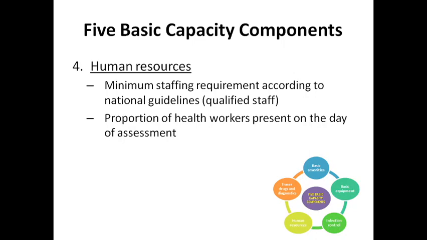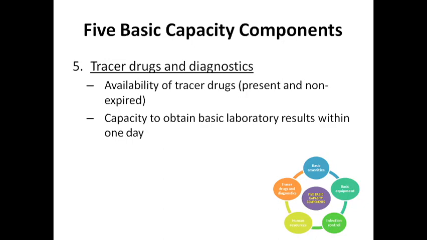Okay? So one BHW should only be handling 20 to 25 households or families. And the proportion of health workers present on the day of assessment should also be adequate. And then the fifth core component would be having tracer drugs and diagnostics. And the availability of these tracer drugs, we have to make sure that they are not expired. And there's a capacity to obtain basic laboratory results within 1 day.